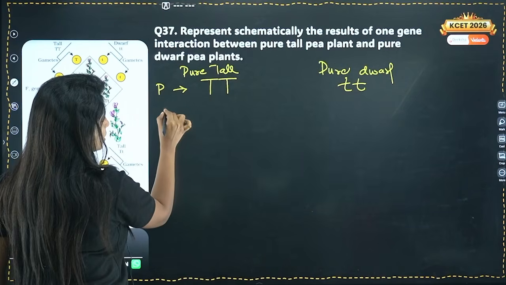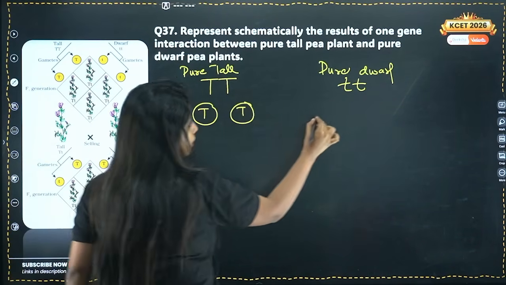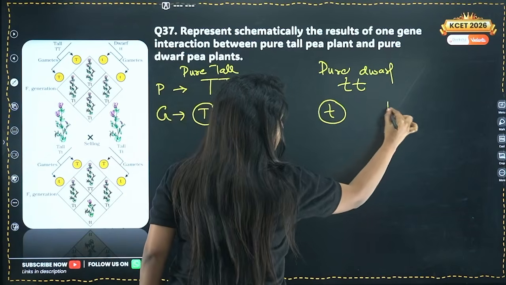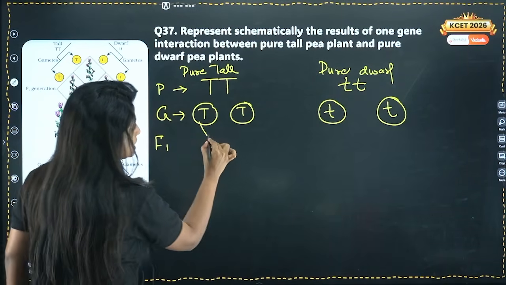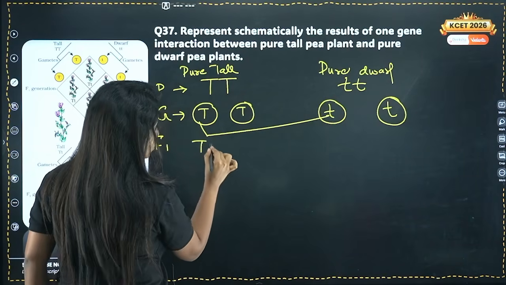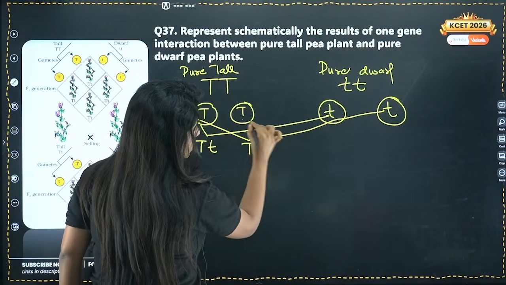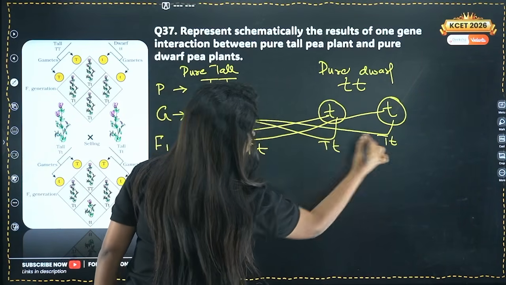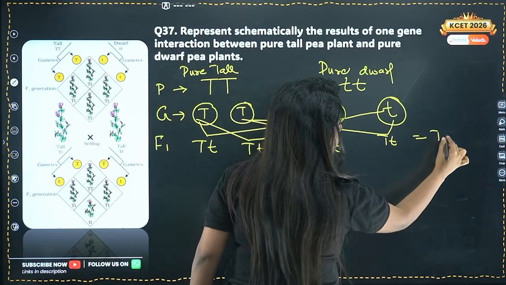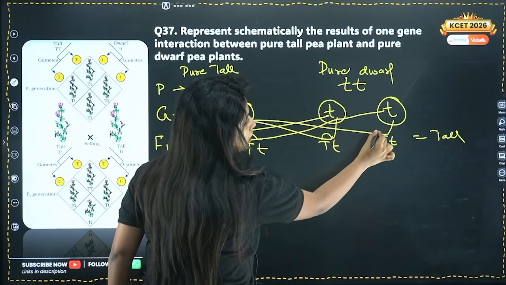Now you need to form the gametes. Gametes will be capital T here, and small t, small t. Now you make the F1 generation, the first generation. This and this cross, you get capital T small t. This and this, capital T small t. This and this again capital T small t. This and this capital T small t. All of them, my dear children, will be tall. Why? Because capital T is dominant over the small t.